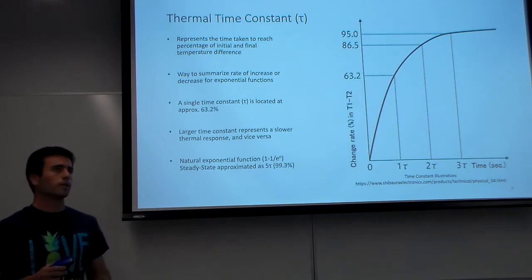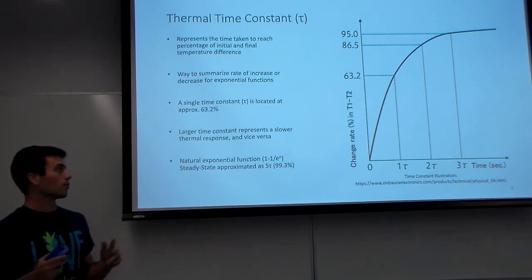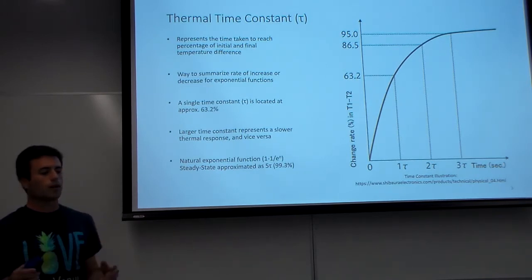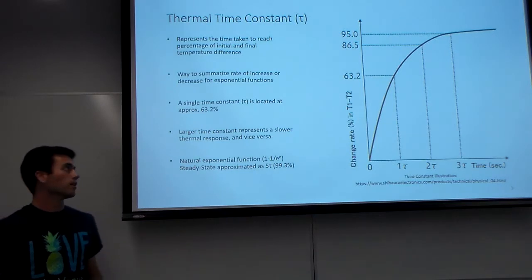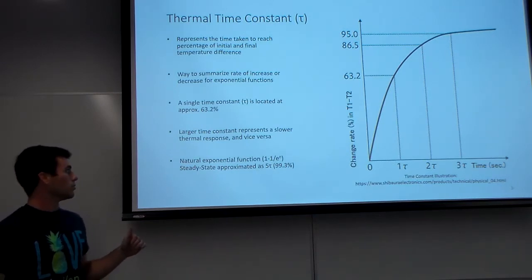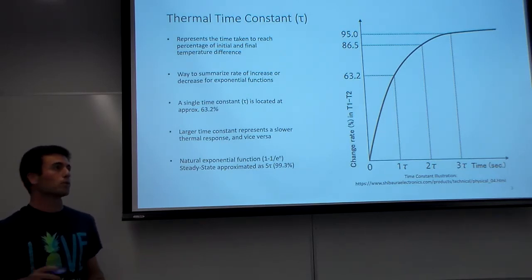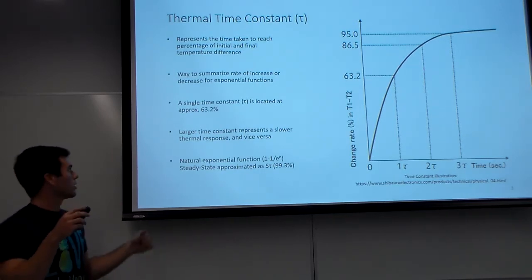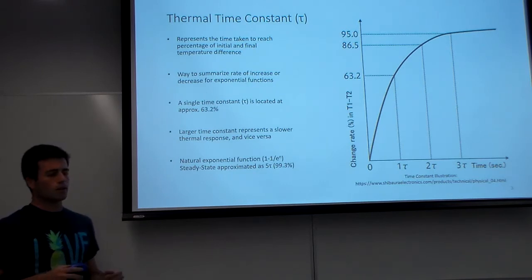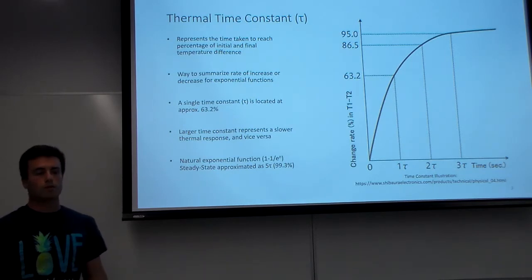I think we learned a good bit about this in system dynamics, but just as a refresher, basically the idea of the thermal time constant is it's a measure of time. That actual time is a percentage of your difference between your initial and final data, and that percentage is calculated using the general exponential function. So basically the one time constant is 63.2% of that data difference. It's a good way to summarize exponential data plots. And a larger time constant, in our case for our experiment, is going to be a slower thermal response versus a smaller time constant, which is going to be a faster thermal response.